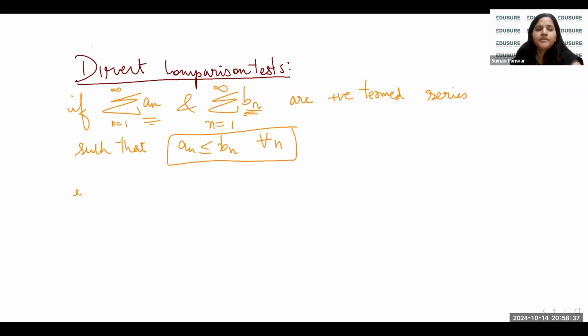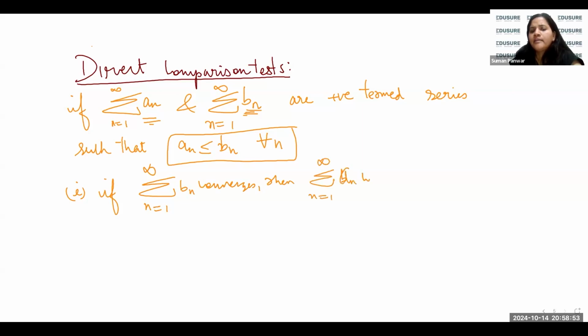So if each term of this series is less than or equal to the corresponding term of this series, then case 1, if sigma b_n, n going from 1 to infinity, converges, then sigma a_n, n going from 1 to infinity, converges too. And it is very easy to observe. You can see that a_n is less than or equal to b_n. This means that the sum of a_n should also be less than or equal to the sum of b_n. Therefore, this series, if at all it has a sum, its sum has to be less than or equal to the sum of this series. Now, if this series is convergent, it means this series has a sum, and therefore this series will also converge.